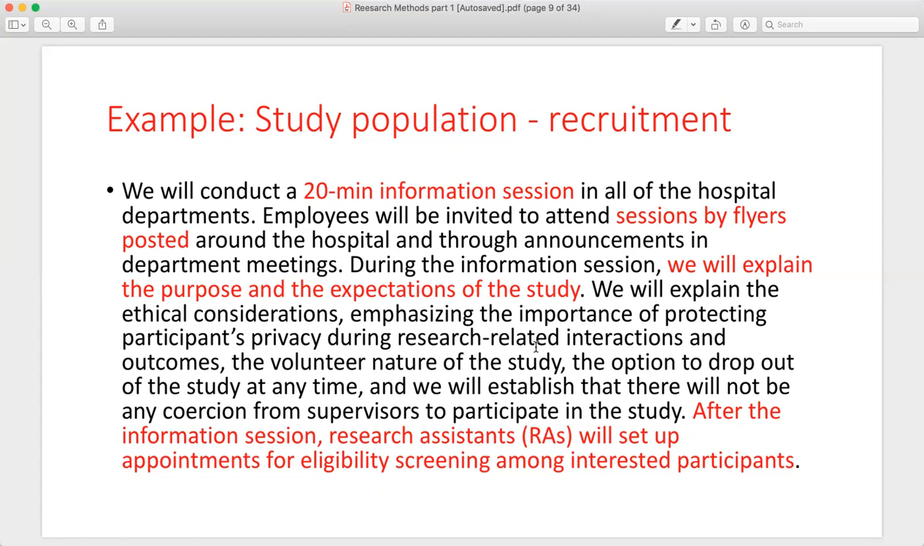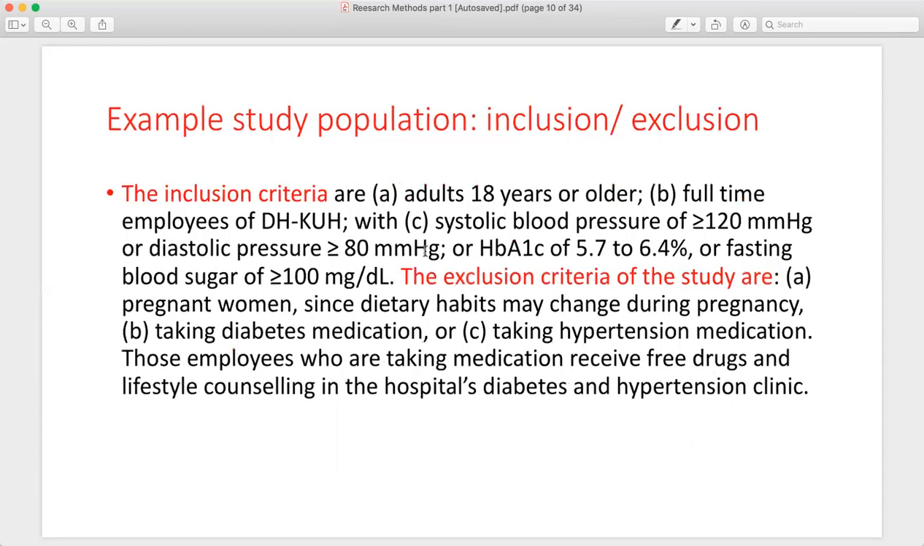So it doesn't matter what kind of study you are doing, readers will be looking for this kind of details about how we recruit our study participants. And then again, I would emphasize that, be very clear about inclusion criteria.